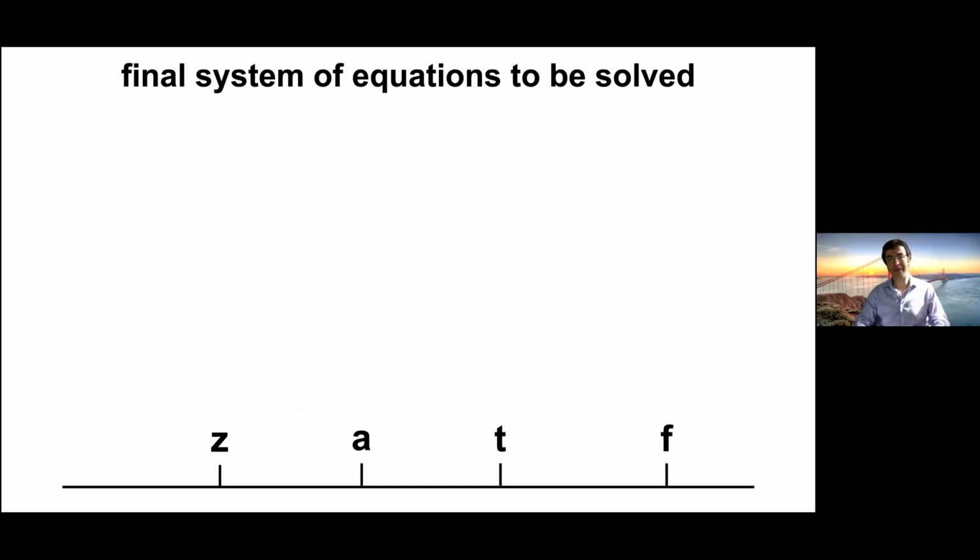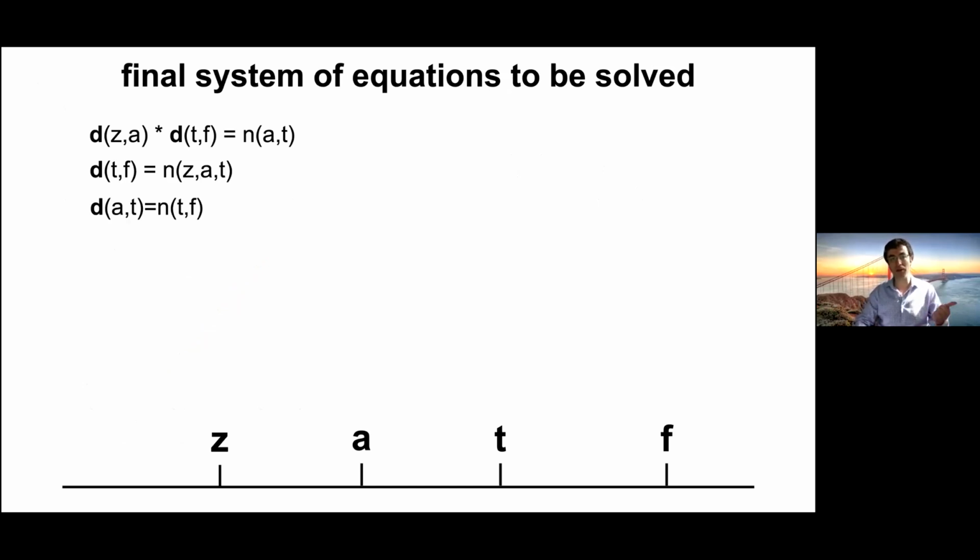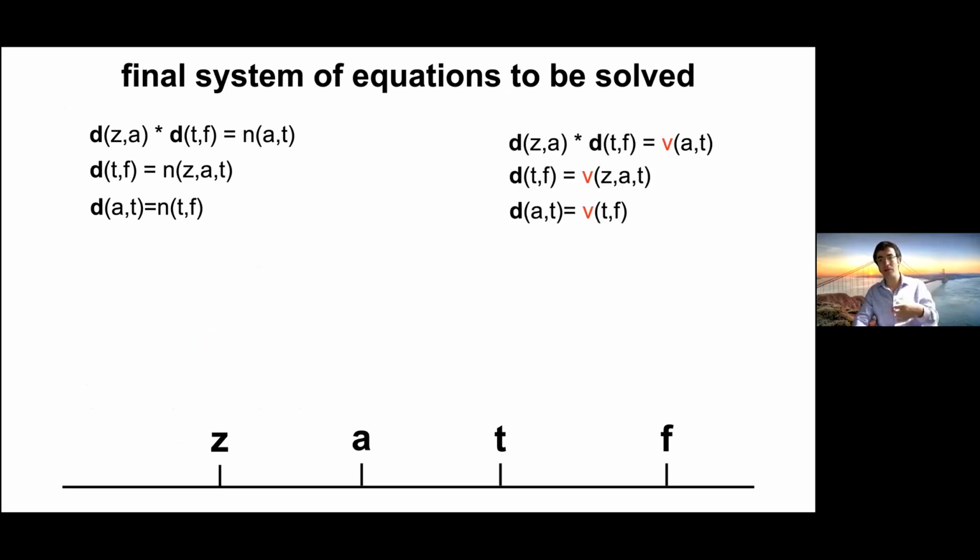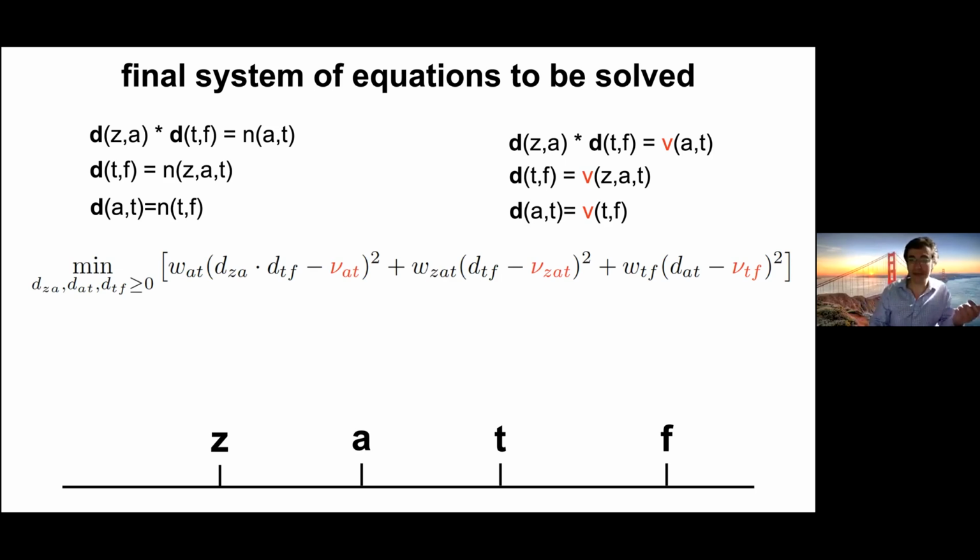Okay, so now what's the final system of equations to be solved? Recall that in the beginning, if you had the precise number NAT, then you could solve this equation, and then you could put precise numbers for DZA, DAT, and DTF. So now what you have is a VAT. The red V is an estimation of NAT, which we get from running the jackknife estimator on the samples that we observe. And now how are we going to solve it? Because these are estimations, it's an optimization problem, really. So you have to set up an optimization problem: minimize, with DZA, DAT, DTF greater than or equal to 0. And we set up these equations with this optimization problem.